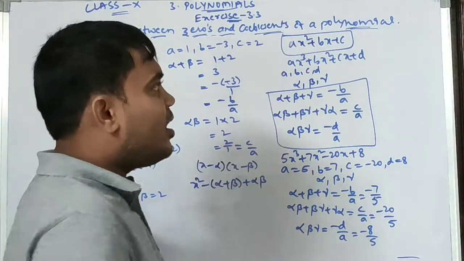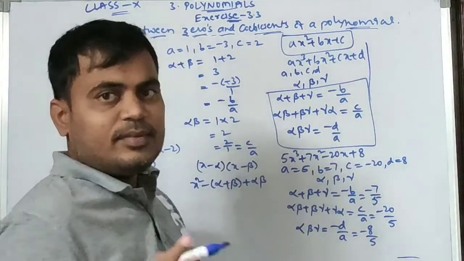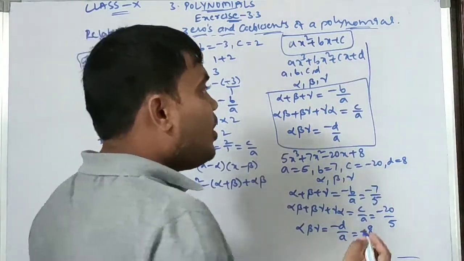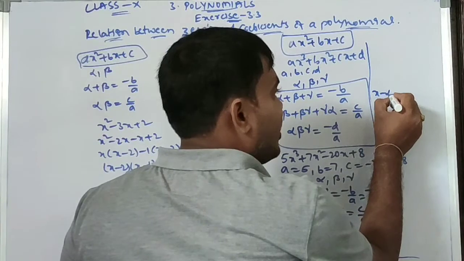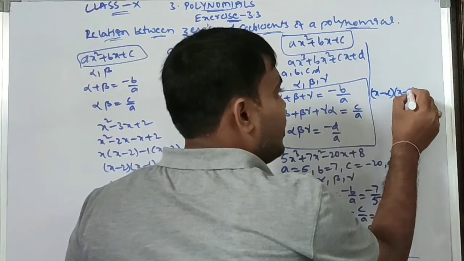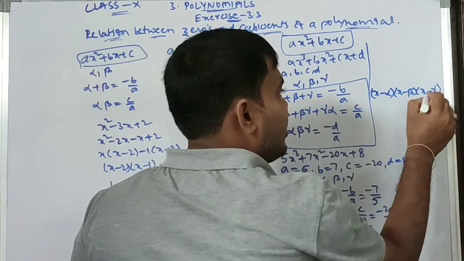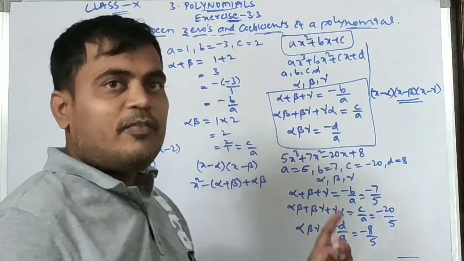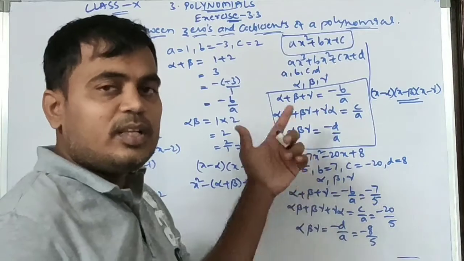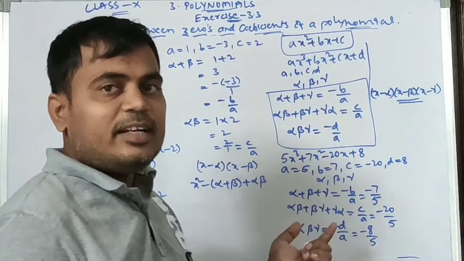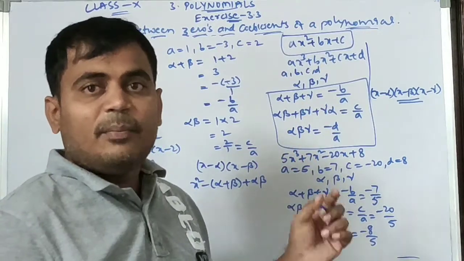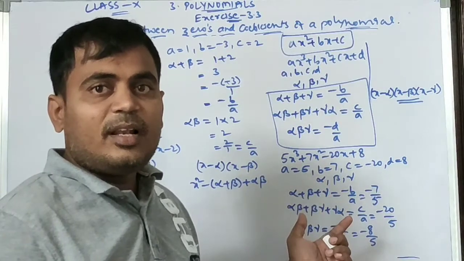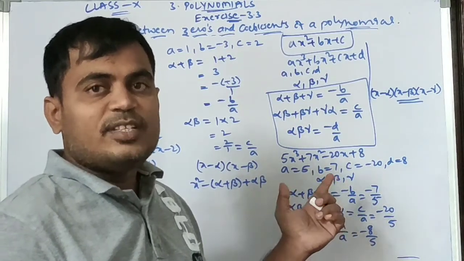If alpha, beta, gamma are the zeros of the polynomial, then the cubic polynomial is x minus alpha into x minus beta into x minus gamma. So this is the cubic polynomial with zeros alpha, beta, gamma. So this is the concept related to the relationship between zeros of the polynomial and its coefficients.